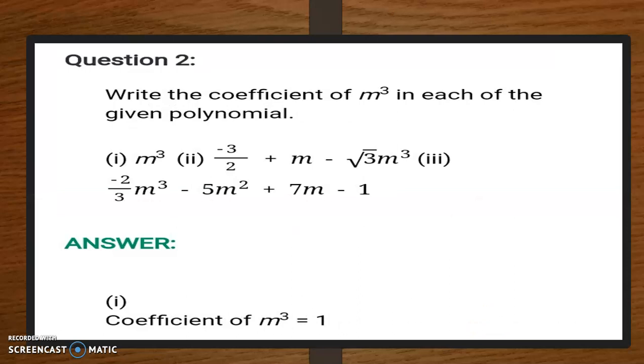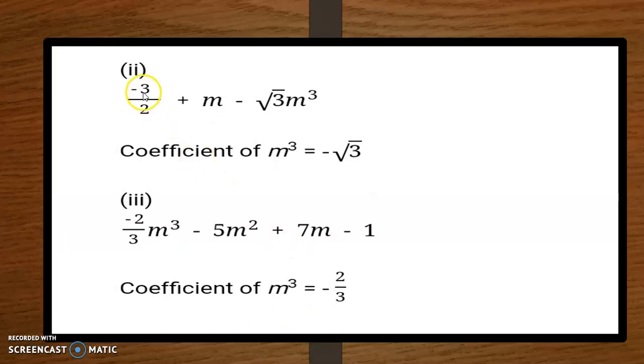Question 2. Write the coefficient of m cube in each of the given polynomials. Some polynomials are given. You have to write the coefficient of m cube. So first one is m cube, single term. So the coefficient of m cube is 1. Second one, minus 3 upon 2 plus m minus square root of 3 m cube. So here this term m cube's coefficient is minus root 3. Coefficient of m cube is minus root 3.